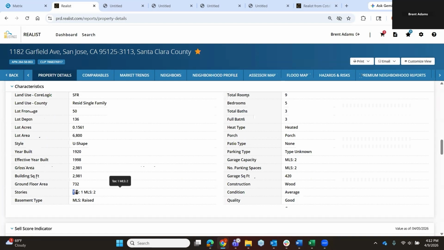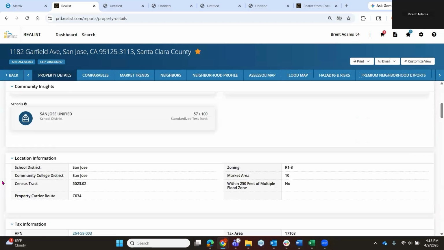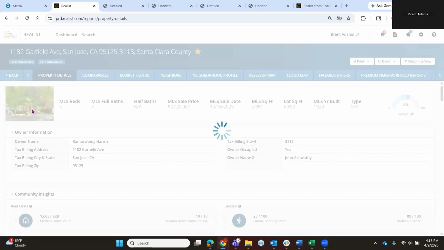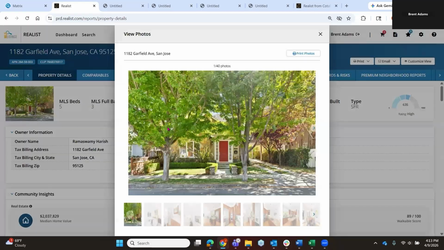You'll see that according to the county, it's a one-story home. According to the agent, it's a two-story home. In fact, if I go back to these pictures, let's open these pictures. That'll actually tell you the story. But it is kind of interesting that sometimes you do get these discrepancies where the agent will say one thing about a property, and of course, the tax roll may say a completely different thing about the property.